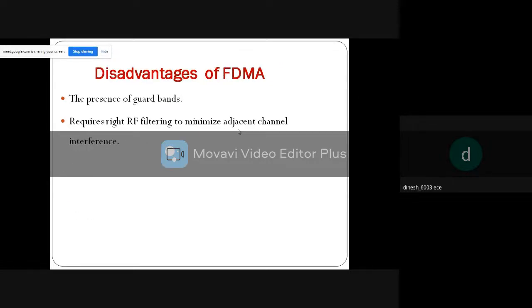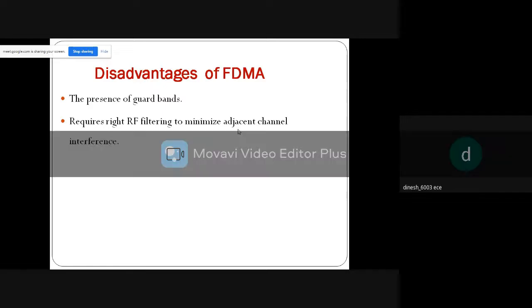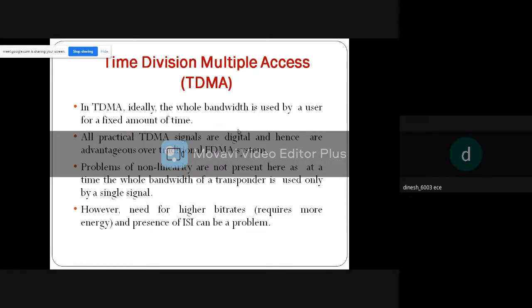The disadvantage is that the presence of guard bands uses more bandwidth. This also requires RF filtering to minimize adjacent channel interference. ISI or channel interference is more in FDMA. Next comes the TDMA.